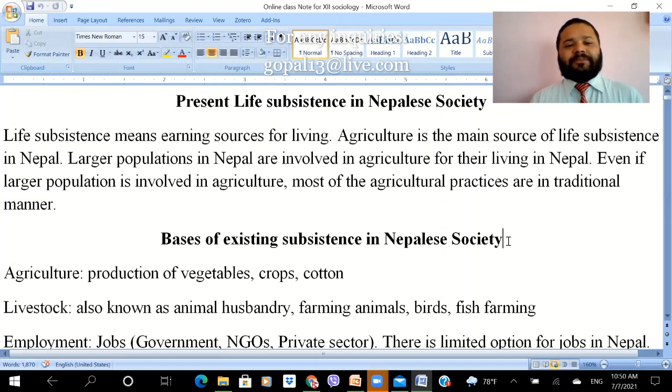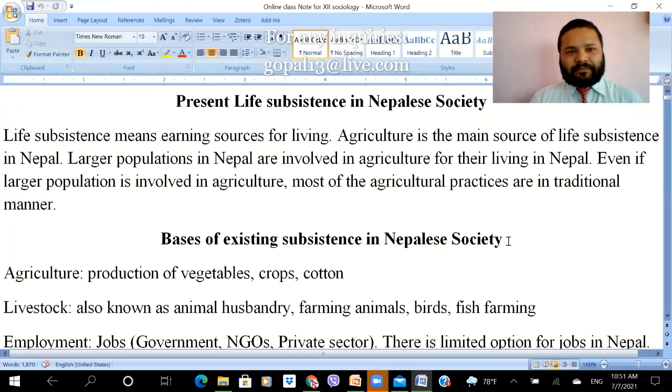Okay, what are the present life subsistences? What are the sources of earning for the living of Nepalese society, Nepalese people? Okay, so agriculture is the main source of life subsistence in Nepal, because most of the people in Nepalese society are dependent upon agriculture. So it is really important to understand that the main source of living for Nepalese society is agriculture.